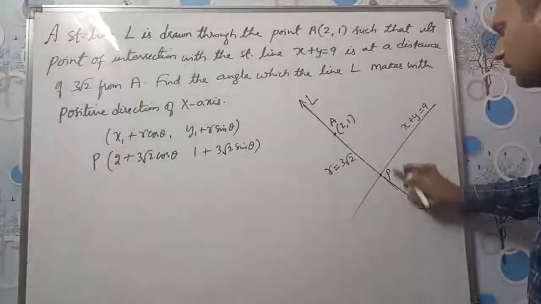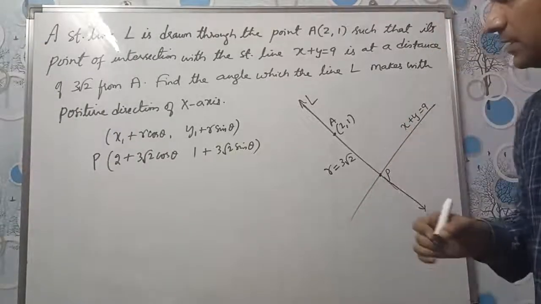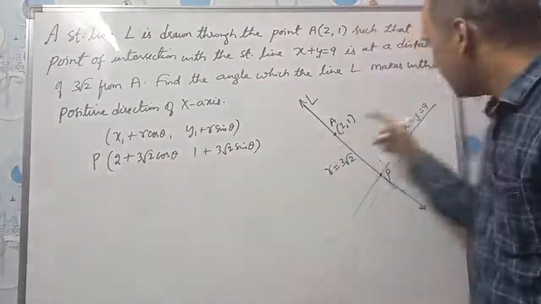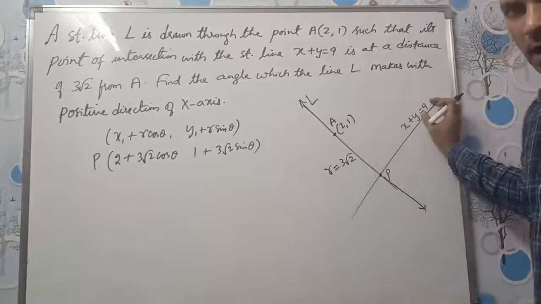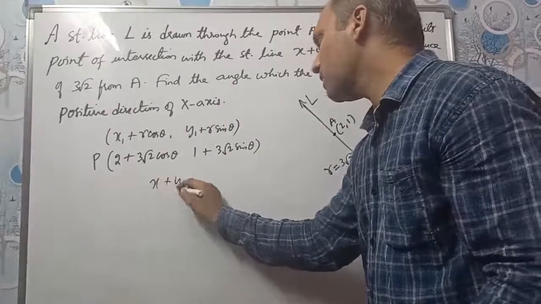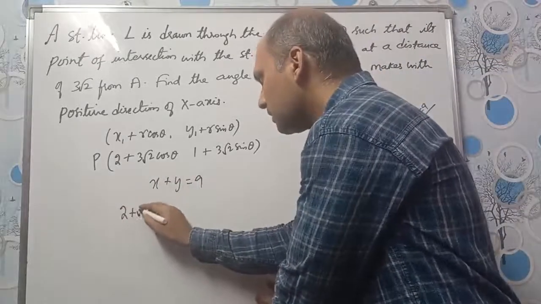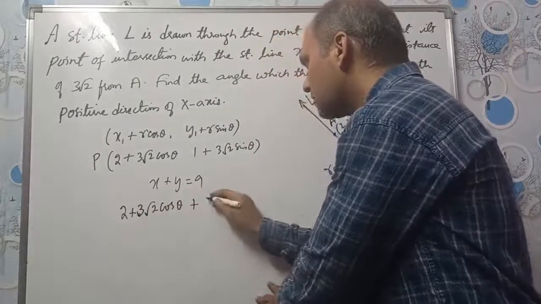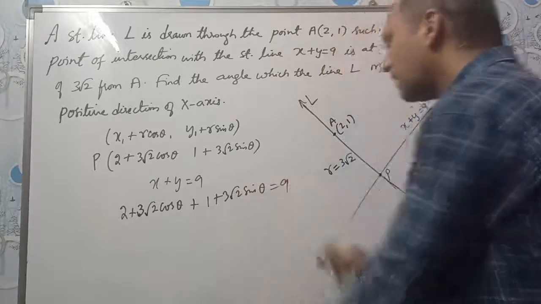Now, point P is lying on x plus y is equal to 9, isn't it? So if we substitute these values here, in place of x if you write this, and in place of y if you write this, and add, it should be equal to 9. Let us substitute these values. x plus y is equal to 9. What is x? 2 plus 3 root 2 cos theta, plus what is y? 1 plus 3 root 2 sin theta is equal to 9.